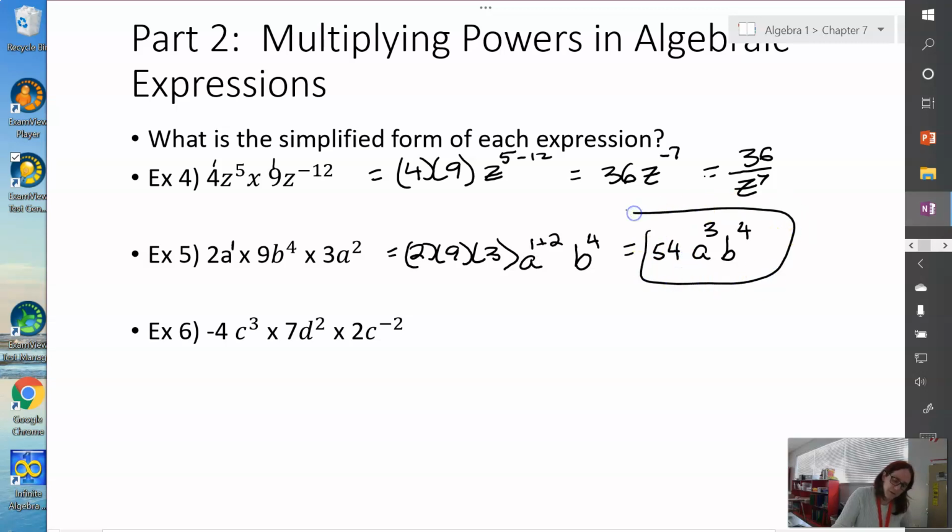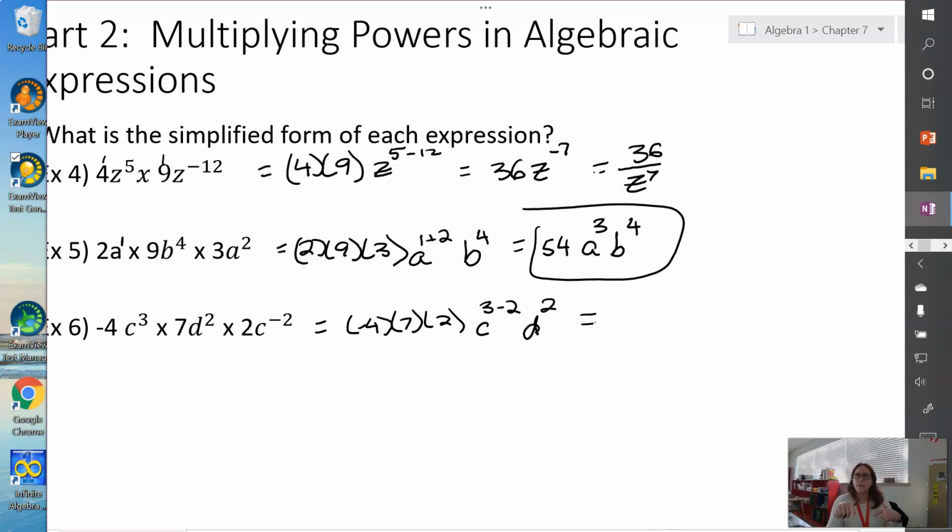So that's the answer here. The last one, do your numbers. So negative 4 times 7 times 2. And then I have c to the 3 and a negative 2. So c to the 3 minus 2. And then I have d to the 2.